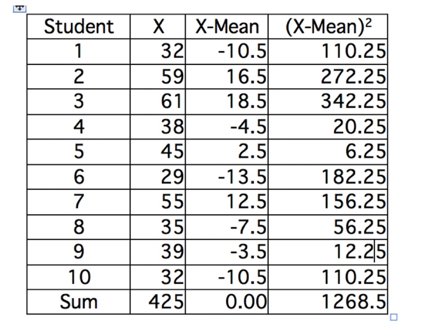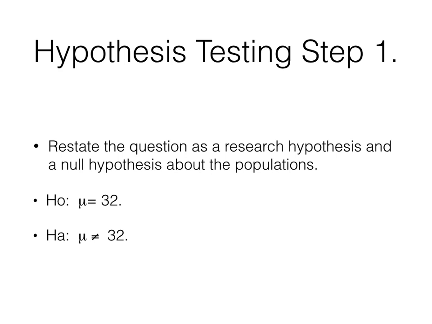Let's go through now our 5 steps of hypothesis testing using the t-test. So step 1 is restate the question as a research hypothesis and a null hypothesis about these populations. And the null hypothesis here is going to be that this group of 10 students that I have in this geography class come from the same population as the Year 12 students who take the test, and they have a mean of 32. If I can reject the null hypothesis, then I'll say that my students come from a different population that has a mean that's not equal to 32.